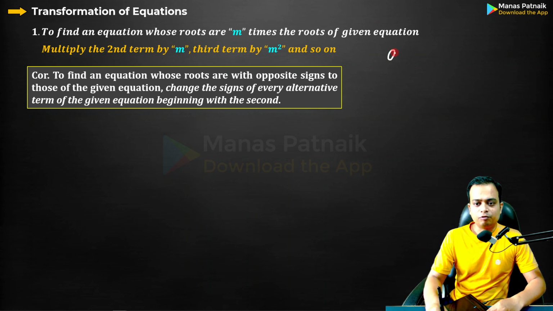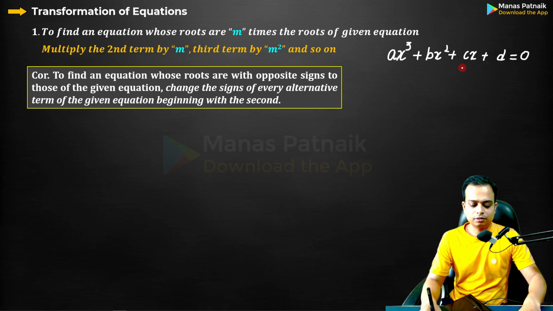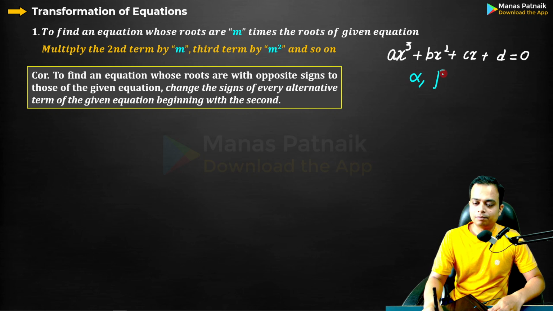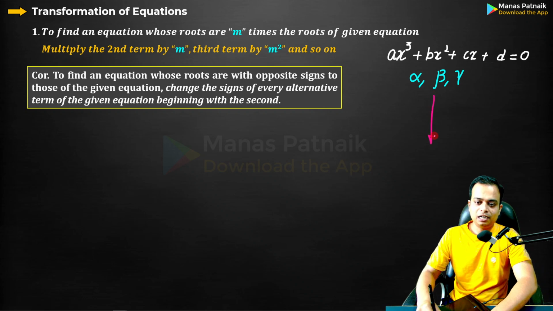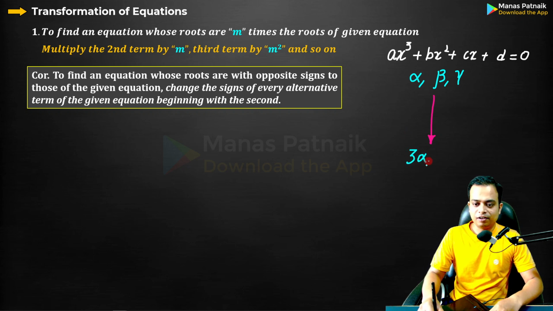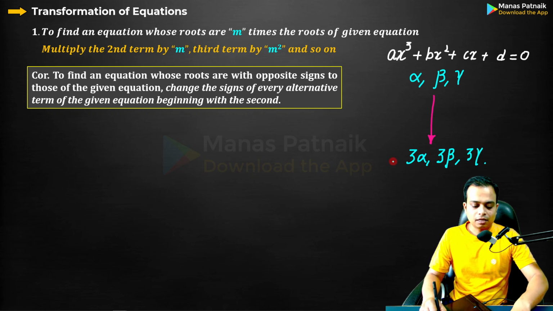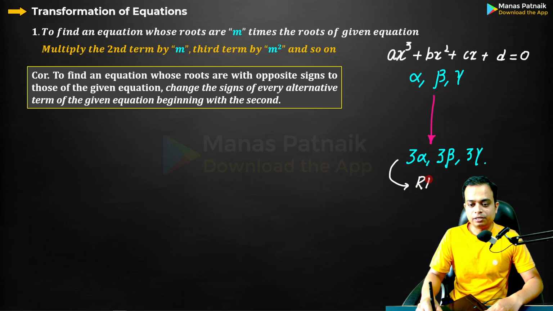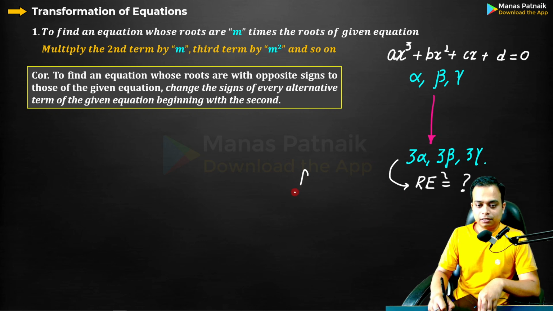Let's say you've got an equation of the form ax cube plus bx square plus cx plus d is equal to 0. Okay, sir, we know this. And what are the roots? Let's say that the roots are alpha, beta and gamma. Now, my point is, if I multiply all these roots by 3, they would become 3 times alpha, 3 times beta and 3 times gamma. In that case, the corresponding equation, or the required equation, is what we are expected to work out. What is the required equation? That means, what is f of x equal to 0? This is what you need to work out.